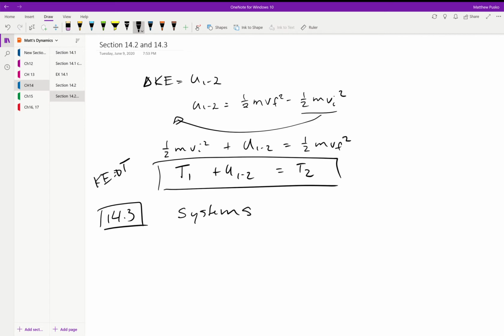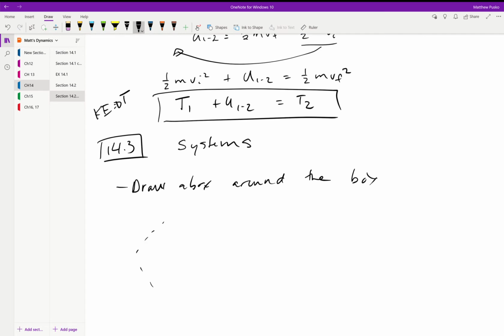Now what does that mean? That means we can draw a box around the problem or the system, and everything inside it is what we call the system.